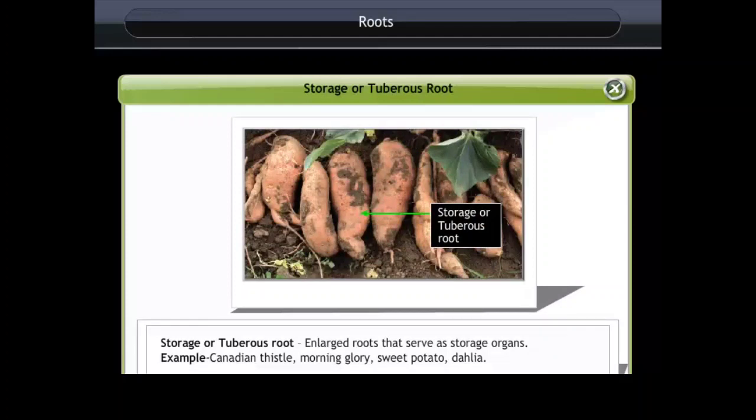Storage or tuberous root. These are enlarged roots that serve as storage organs. Example, Canadian thistle, morning glory, sweet potato, dahlia.